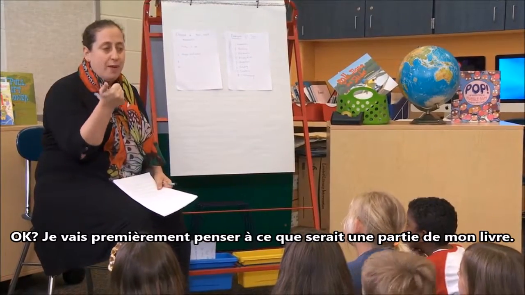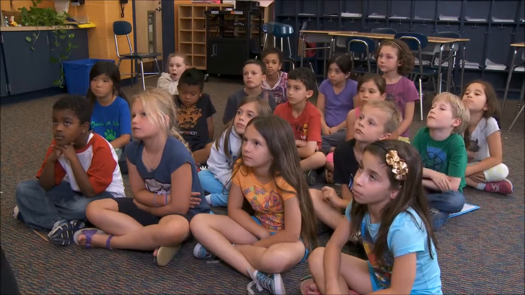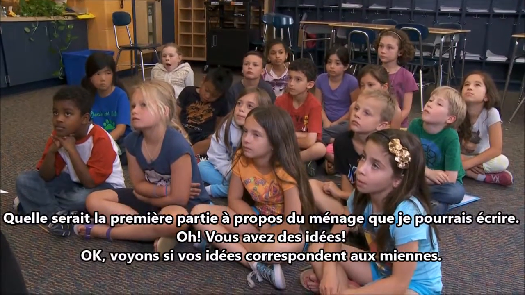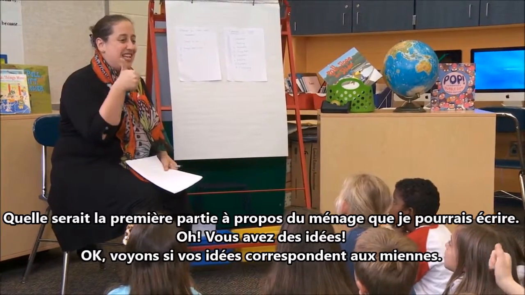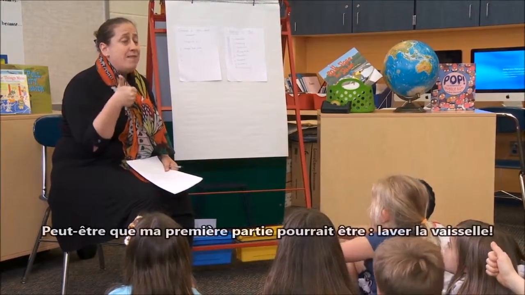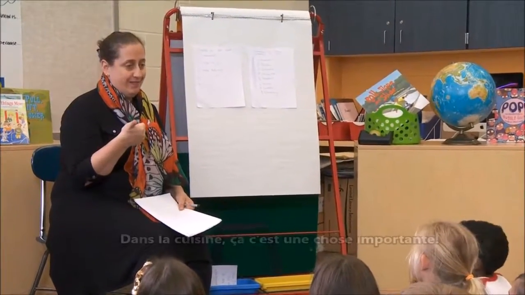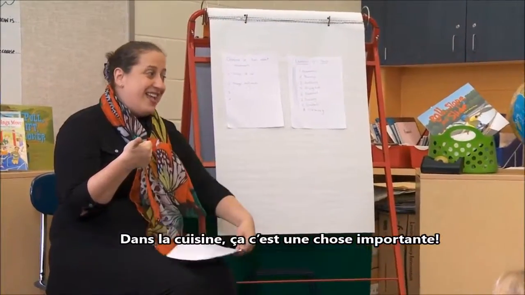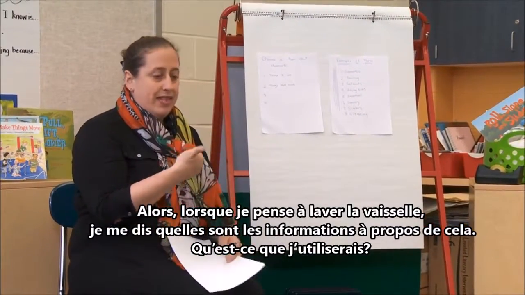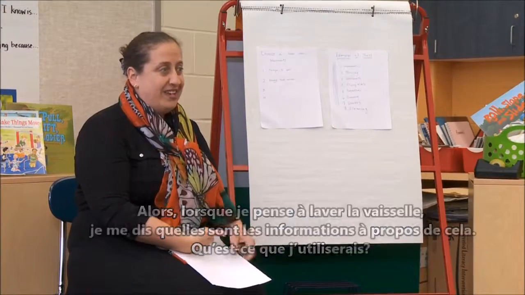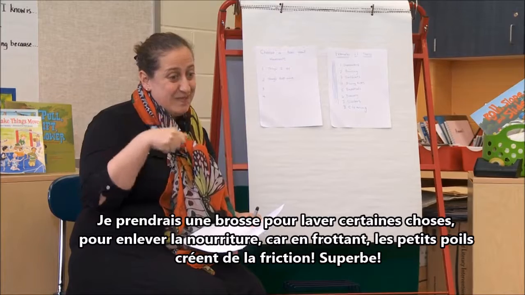So I'm going to first think about what might be one part of my book. What would be one part about cleaning that I could write? Oh, you've got some ideas? Okay, so see if my idea matches yours. Maybe my first part could be about cleaning dishes in the kitchen. That's an important thing. So when I think about cleaning dishes, let me think about some information about that. Well, I have a brush to clean some of the dishes to get the food off.